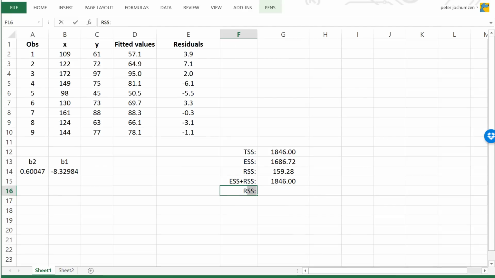In our case, we have a coefficient of determination, which is ESS divided by TSS. So it's about 91%. And the way we interpret that is that 91% of the variation in Y is explained by the linear trend line, and 9% is unexplained due to the residuals.